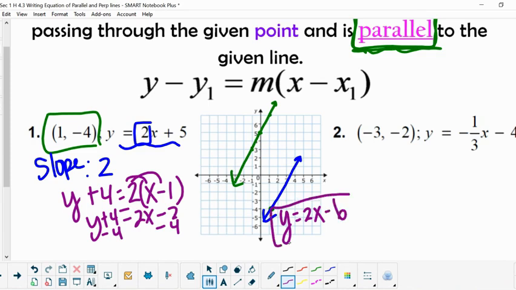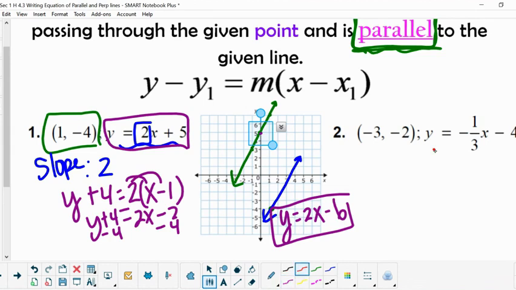So it's parallel because they have the same slope. But this one is up here going through 5, and ours is down here going through (1, negative 4). And there it is.